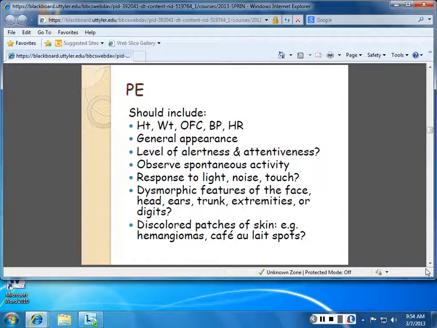Look for any dysmorphic features of the face, the head, the ears, the trunk, the extremities, or the digits. You know, we all know what normal looks like, and if we see someone that looks a little bit different, we're going to tune in on that, right? You stood in line at the post office or at the airport and watched people? Lots of fun. Look for discolored patches of skin, such as hemangiomas or cafe au lait spots.